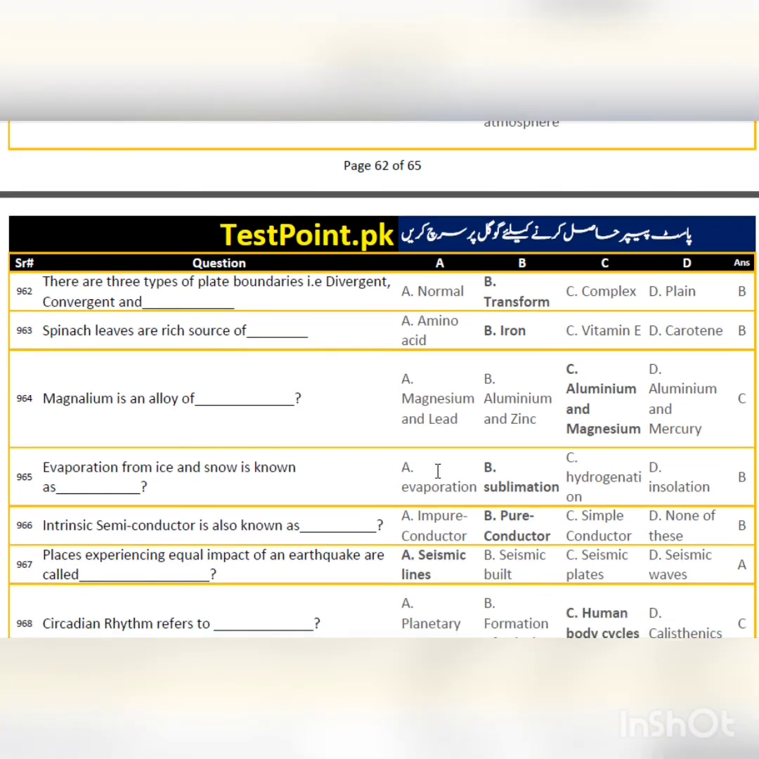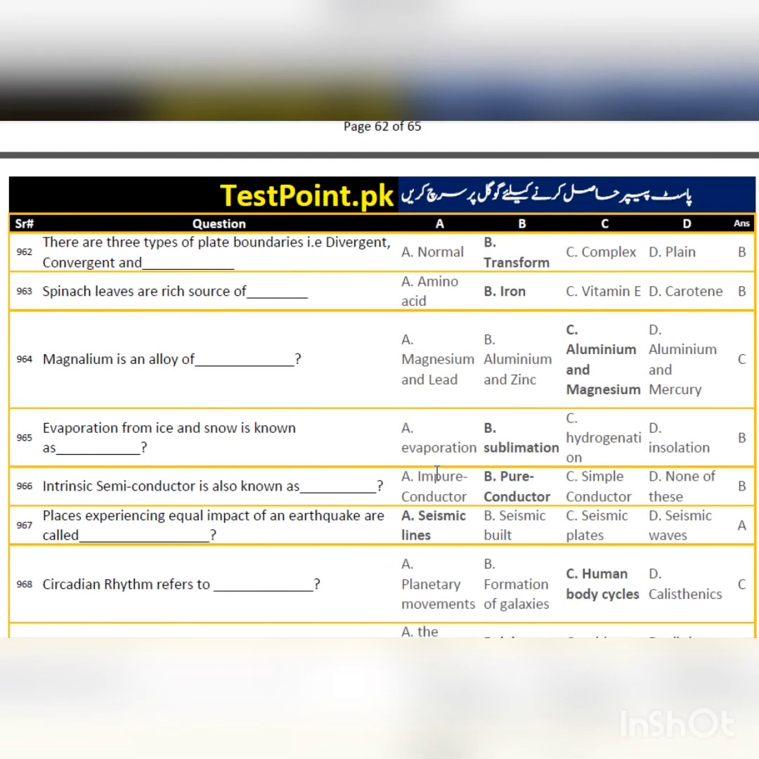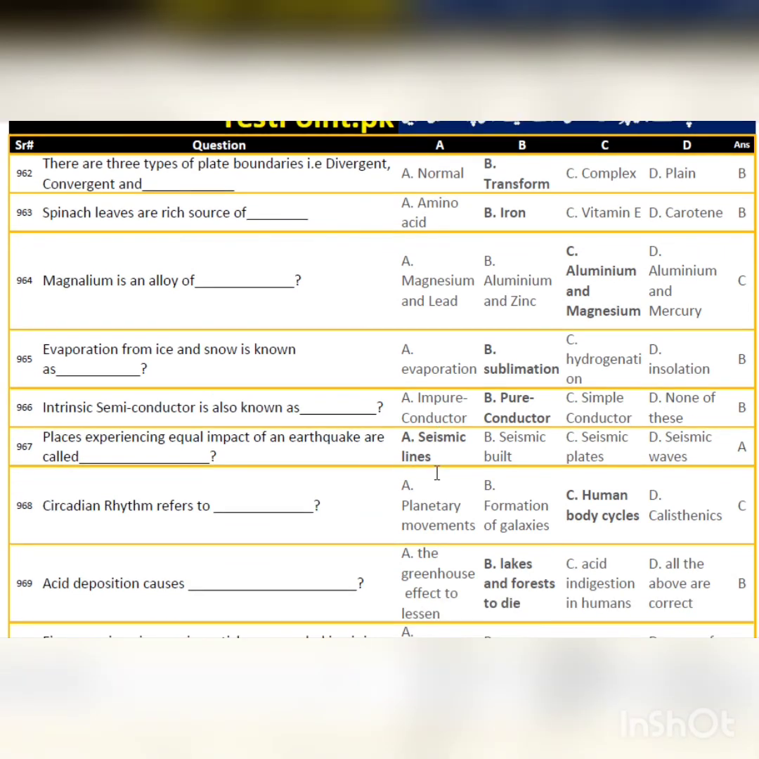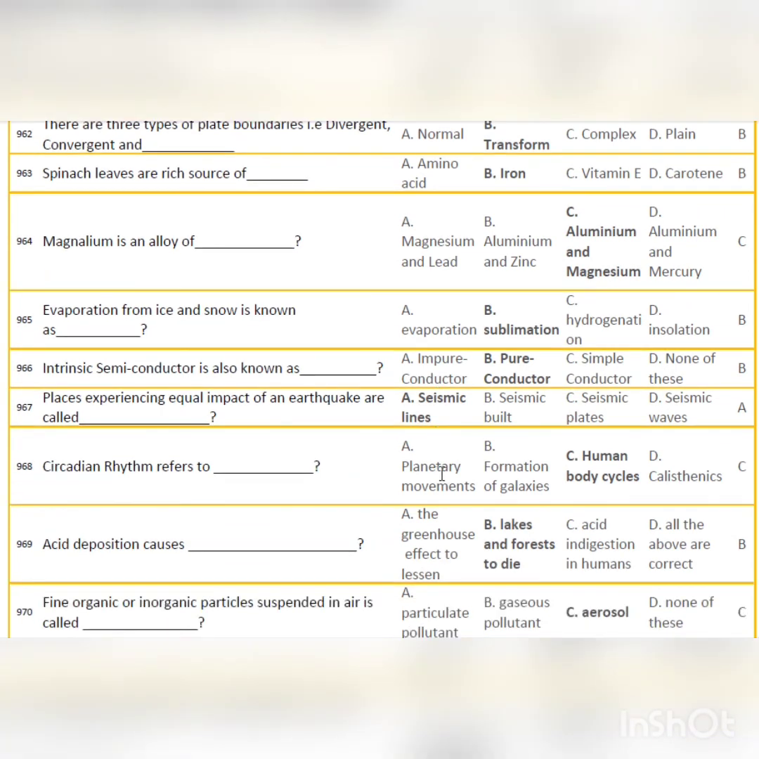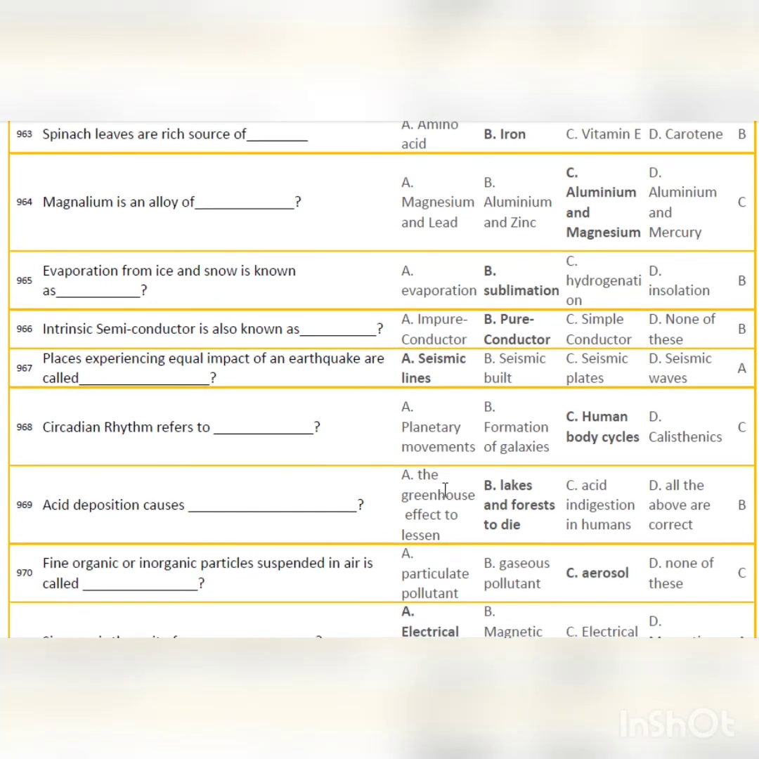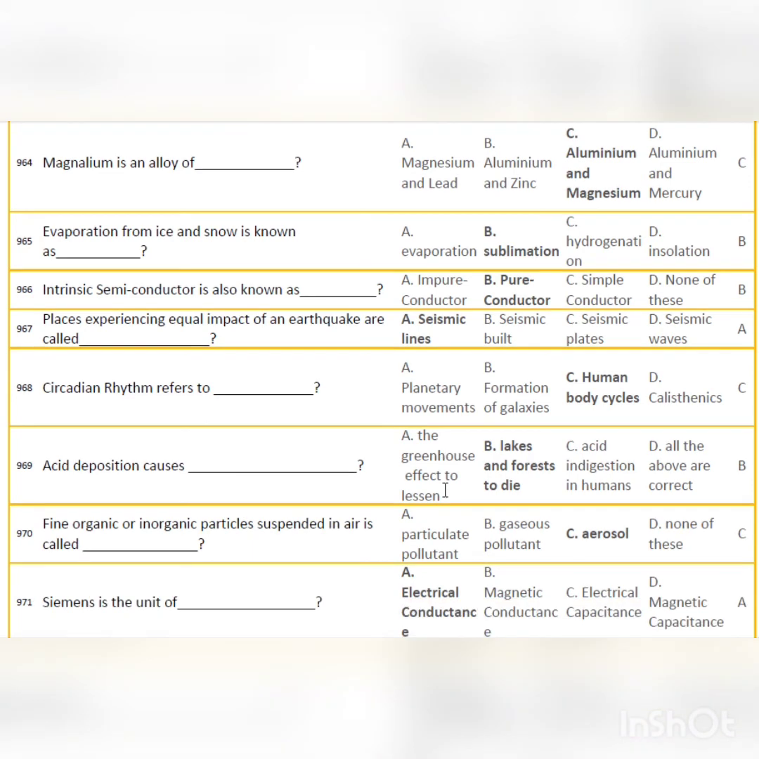PSR 1431 is the closest known dash of Earth. A. Black hole. B. Red giant. C. Quasar. D. Pulsar. Answer is D. Pulsar.